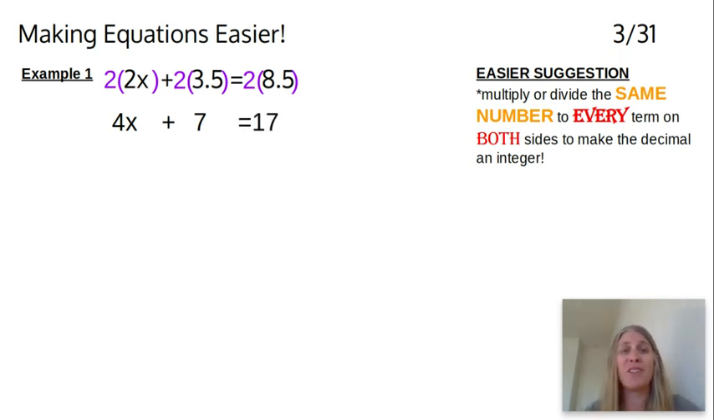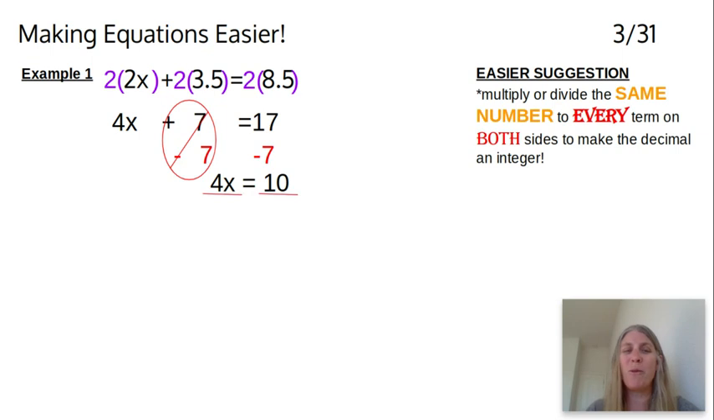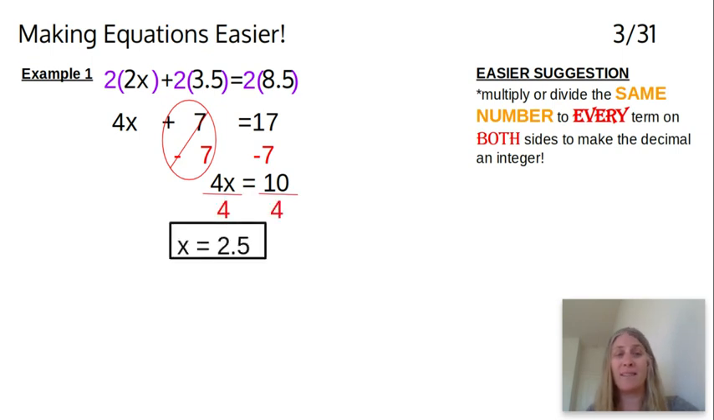At this point, we're just going to solve normally. We're going to subtract 7 from both sides, and that gives us 4x is equal to 10. Divide both sides by 4, and we have the answer of x is equal to 2.5. Well, that was a multiplication example.